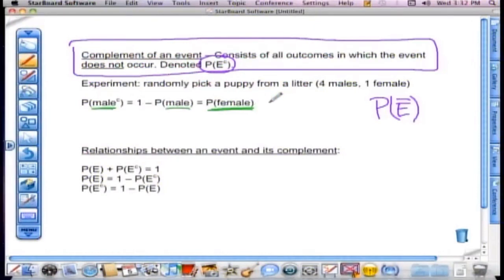So the probability that I pick a male complement would be 1 over 5 cute little puppies, because there's only one way that I cannot choose a male. All right. So the complement and the probability always have to add up to 1, because you are considering everything in the sample space, either the event or its complement. You add them together, you get everything in the sample space.